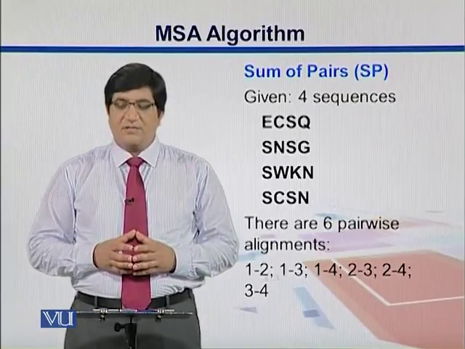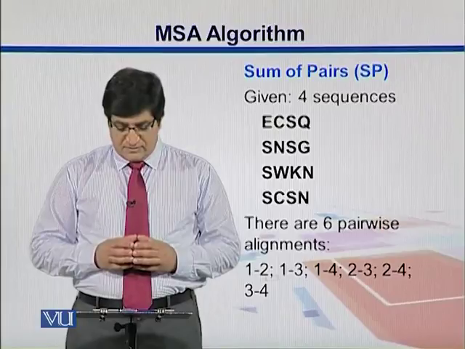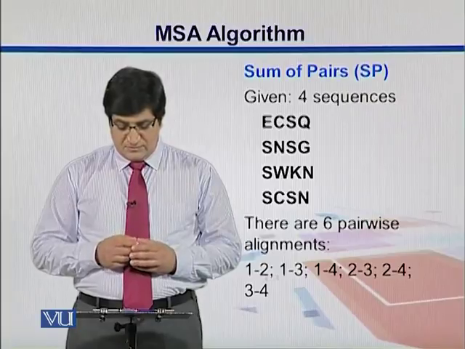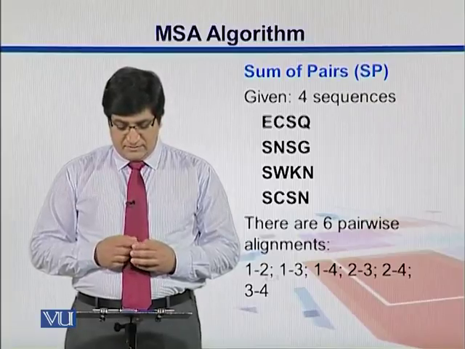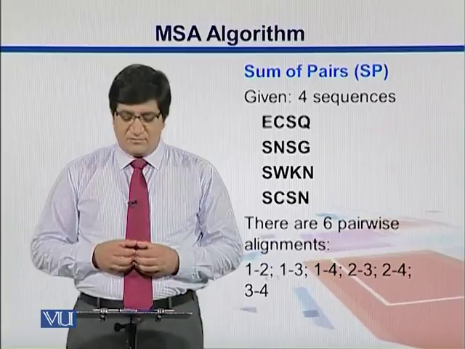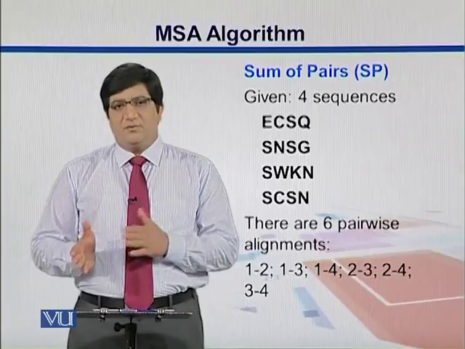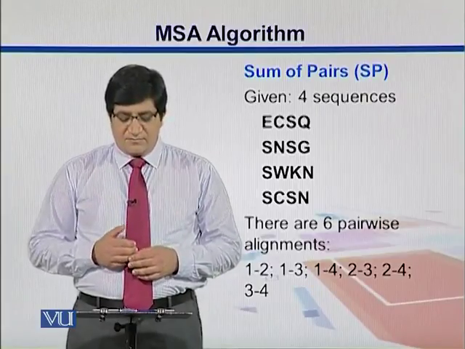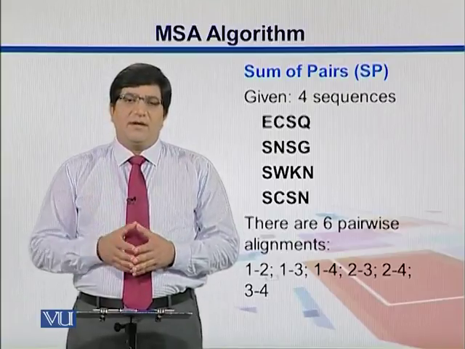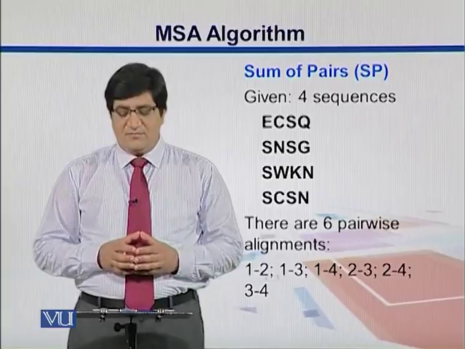So let's try to understand the sum of pairs method with this example. For example, we have 4 sequences. These are amino acid sequences, protein sequences like E, C, SQ, SN, SG, SWKN, we have SC, SN. So how many pairwise comparisons can we have if we have 4 sequences? There are 6 pairwise comparisons if we remove the duplicate comparisons. We can compare sequence 1 with 2, 1 with 3, 1 with 4, in the same way 2 with 3 and 4, and then 3 and 4 are compared. So in total we have 6 possible comparisons if we have 4 sequences.